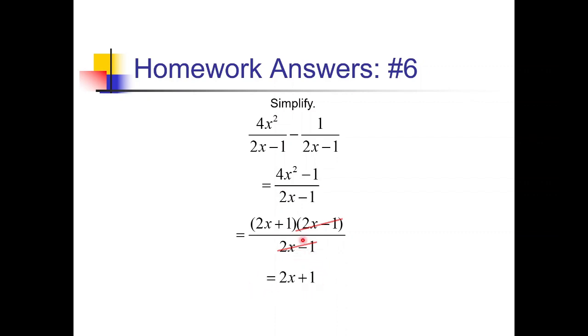Since I canceled out these 2x minus 1s, I'm going to have to write x does not equal, let me see, if I add 1 and divide by 2, so x should not equal 1/2. And that's it for this one.